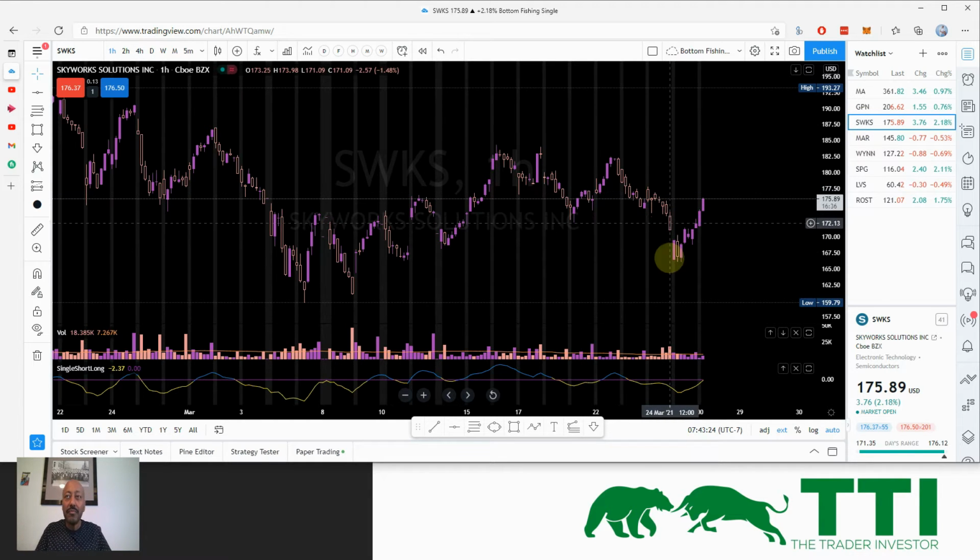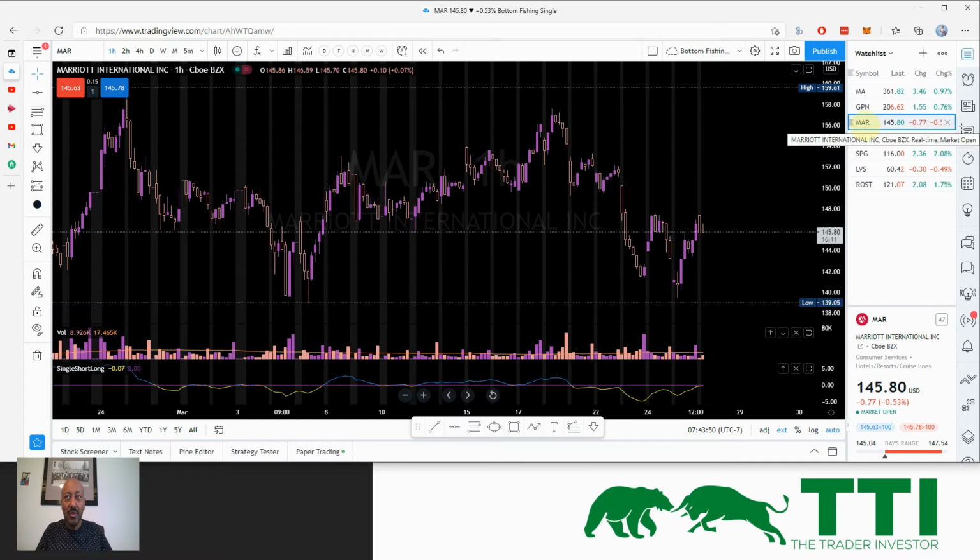Skyworks, we have a low. I'm not seeing a higher low, and I'm seeing some potential headwinds coming up in the 177 area. So when I take this out, the next day my scan will bring it again, and I'll watch it again the next day. But for now, this is my short list for today. Some of the things that I'm watching.